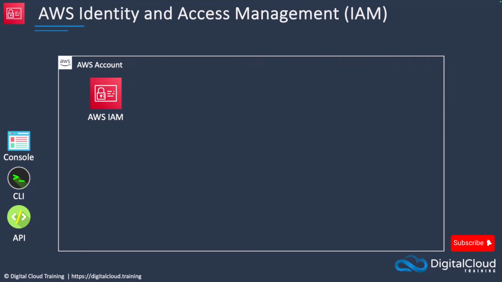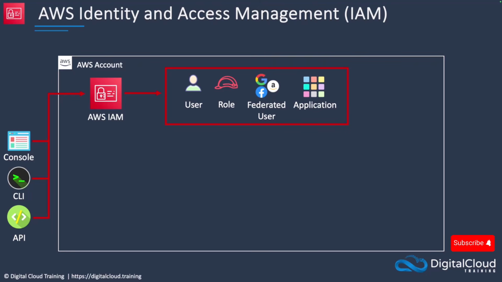Now, another really important service is the AWS Identity and Access Management Service, AWS IAM. IAM is where we can actually create users. We can create something called a role, which is where essentially applications or individuals can then assume this role and impersonate or take on a certain identity with certain permissions assigned. Federated users, so they might come from external identity providers such as Google, Amazon, or Facebook, and then applications as well, which need to authenticate and gain access to AWS.